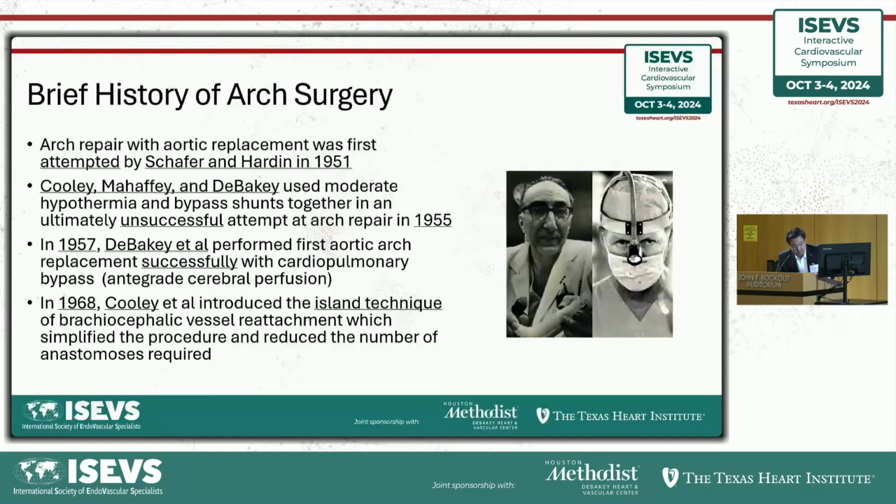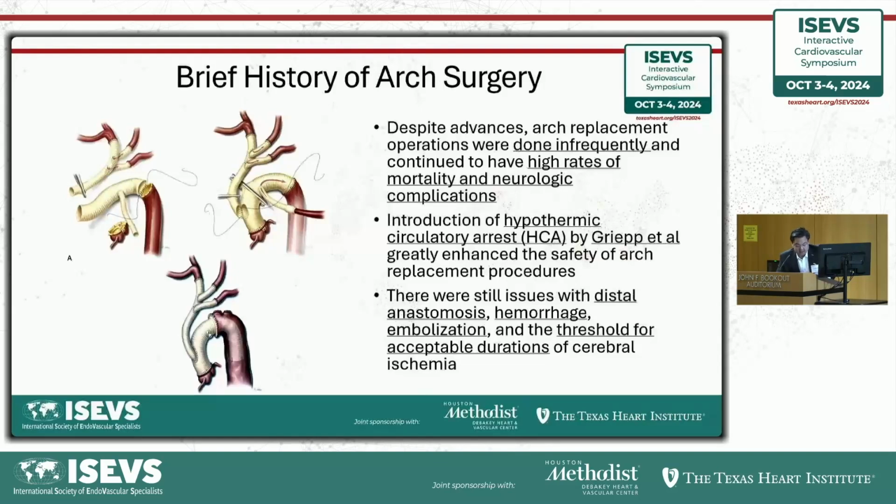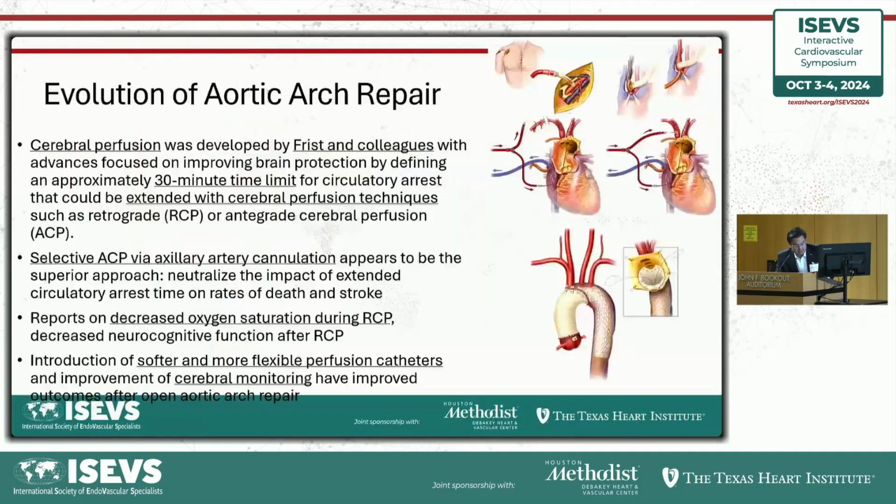Looking back at the history, the first successful aortic arch replacement was performed in 1957. Over the succeeding decades, aortic arch operations were done infrequently, with relatively high rates of mortality and neurological complications. Hypothermic circulatory arrest enhanced the safety of arch procedures, though there were still issues with distal anastomosis, hemorrhage, embolization, and thresholds for acceptable durations of cerebral ischemia.